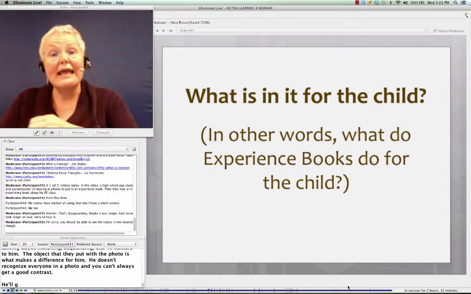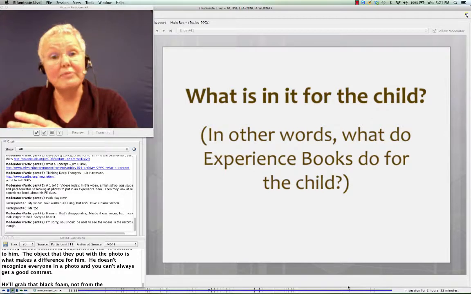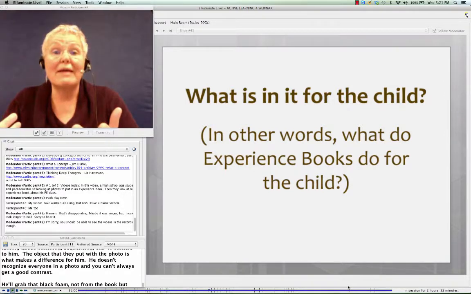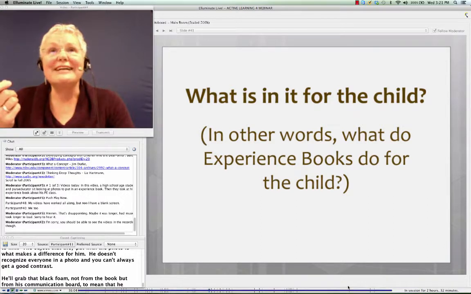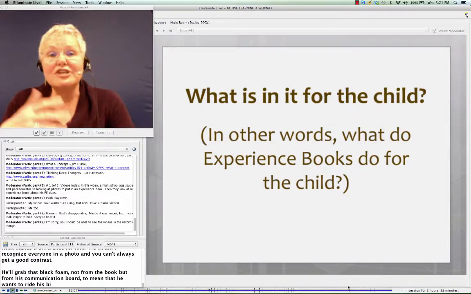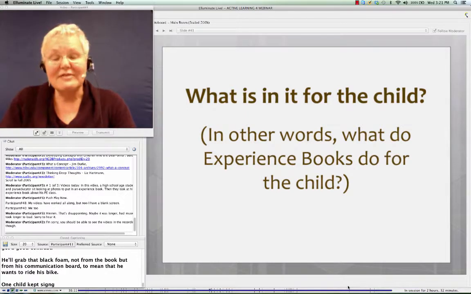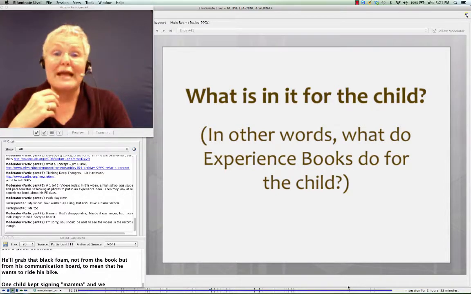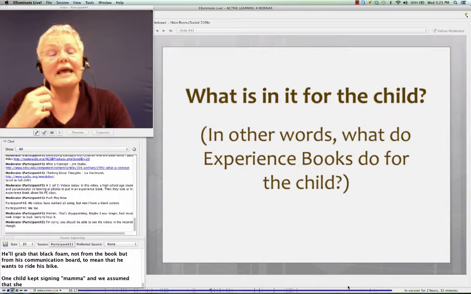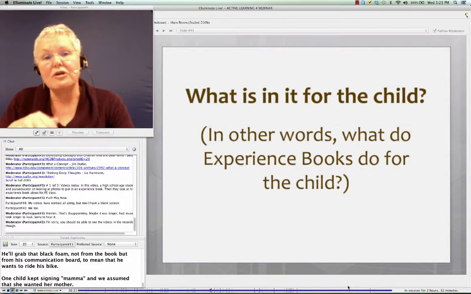He has one where his communication board is. He pulls it and gives it to you, meaning I want to go ride my bike. And then something that happened to me recently was that this one child kept signing mama, mama, mama. And we made the assumption that she wanted to see her mama, and somebody, actually a high school student, said, are you sure she wants to go see her mama, or do you think maybe she wants to tell you something about her mama?